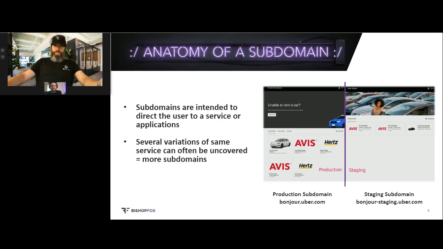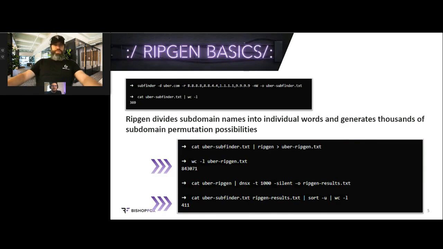So this is interesting just to look at from this example right here on uber.com. We've got bonjour.uber.com and bonjour-staging.uber.com. And I know a lot of times companies adopt their own vernacular and language. Some people may call it staging, some may call it dev or development, and that kind of plants the seed for why ripgen is so important. I'll go ahead and move there so we can start talking about the tool itself. Why don't you cover a little bit of the basics here?